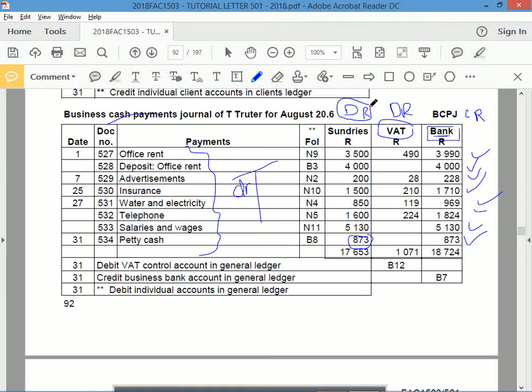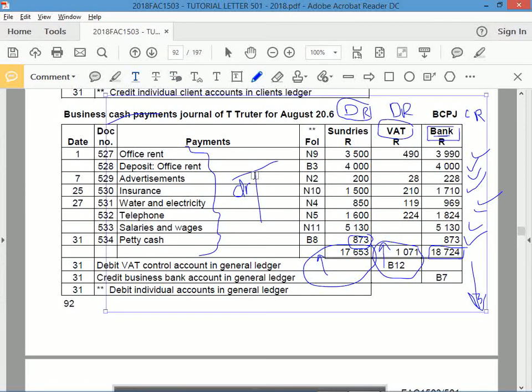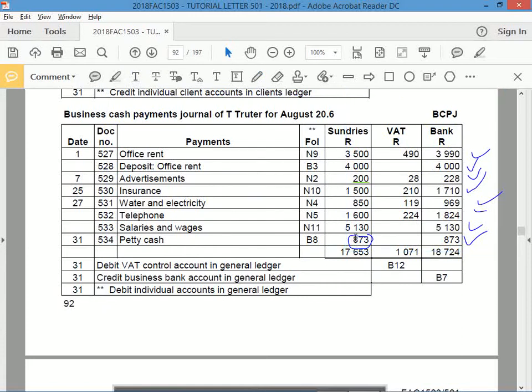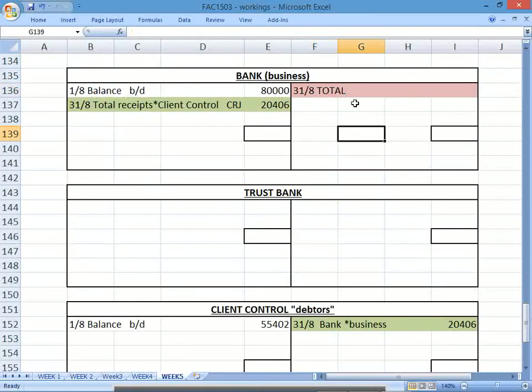So does the bank decrease with the VAT inclusive or the VAT exclusive? VAT exclusive? No, VAT exclusive and VAT is VAT inclusive. So is bank going to go up and down? It's going to go down, okay? That's going to go up, that's going to go up. Okay, so both of these amounts are going to affect bank. Is that okay? Right, so what am I going to show? VAT inclusive or VAT exclusive? VAT inclusive. Those are the amounts that I'm going to show in bank.